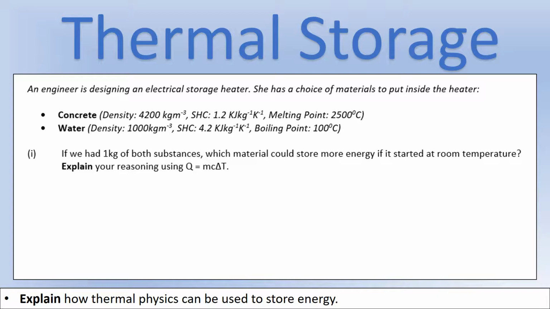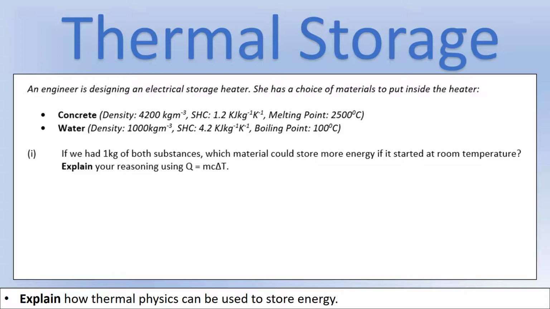So we've got their density, we've got their specific heat capacity, and we've got the point at which they will change state when we raise their temperature. So water is going to boil and turn into water vapor, concrete might melt and turn into liquid concrete. So what we need to do first of all is, if we have 1 kilogram of both substances, which material could we use to store more thermal energy if it starts at room temperature? So pause this video now, see if you can figure it out, and then we'll talk about how I explain what happens.